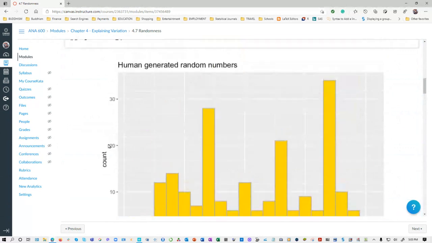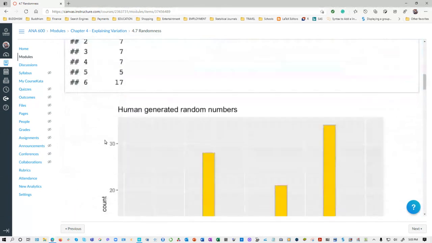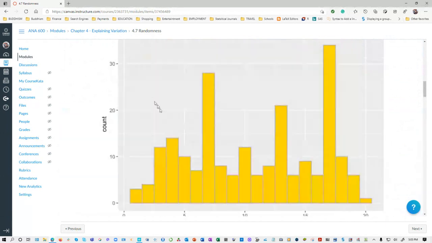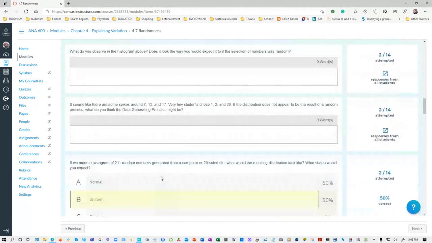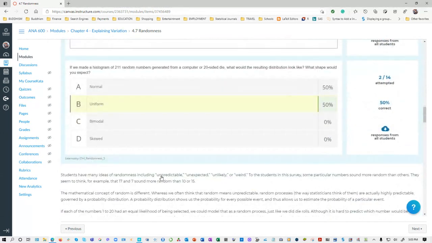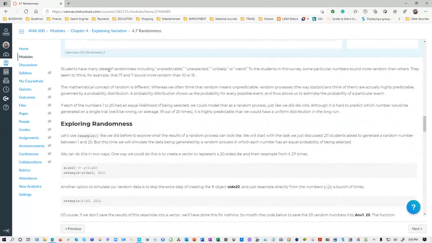If you increase this number, instead of 211, to 1,000, 10,000, millions, definitely it's getting a very uniform distribution. The larger the sample size, the closer and closer it gets to its population histogram. But here it says students have many ideas of randomness, including unpredictable, unexpected, unlikely, or weird.